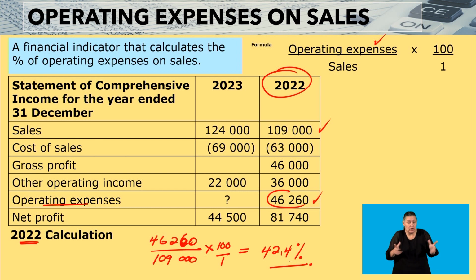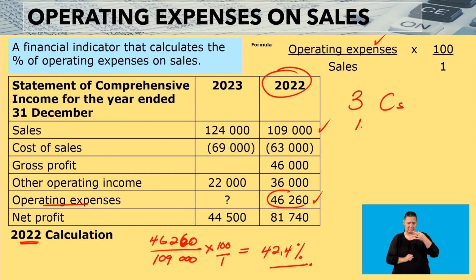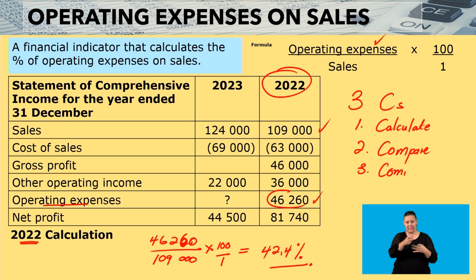Once we have calculated this, we're going to comment. But before we can comment, we need to go to the next year and see what was the percentage. Because with financial indicators, you have to remember the 3 C's. The first C is we calculate. The second C is we compare. And then the last C is we comment. That's the 3 C's. So far we have calculated.